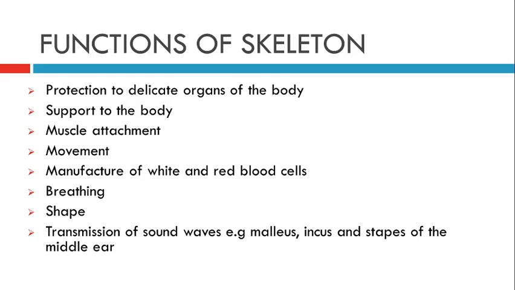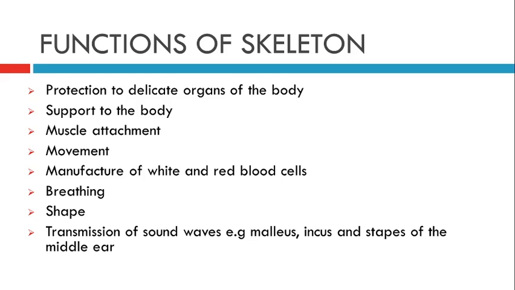The manufacture of white and red blood cells. Yes, this is manufactured in the bone marrow, in the red bone marrow of our bone. The red bone marrow helps to manufacture the red blood cells, the RBCs, and the white blood cells. So they help to manufacture white and red blood cells.